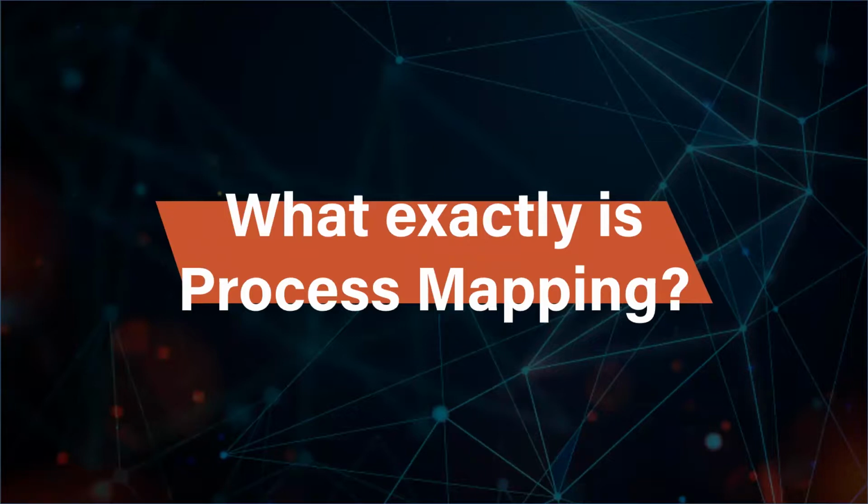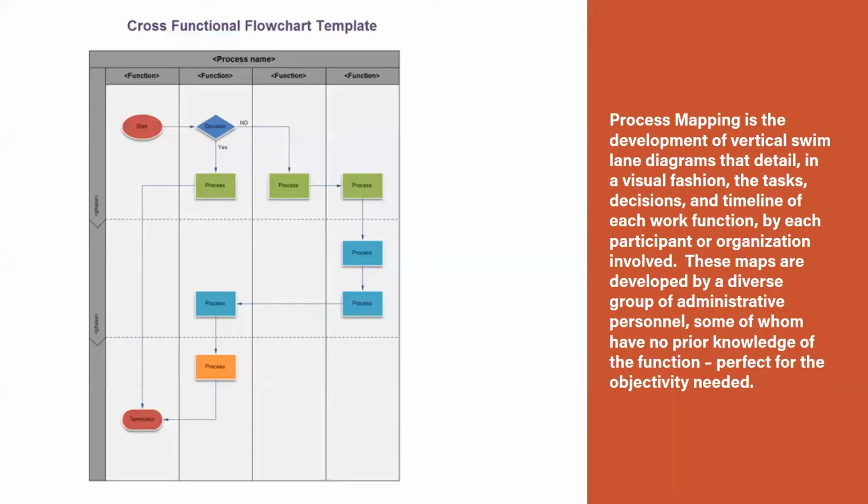So process maps are essentially swim lane diagrams that describe in a visual fashion the tasks, decisions, and timelines of specific departmental functions by each participant in the function. It uses flowcharting tools and jargon to define important tasks and functions.